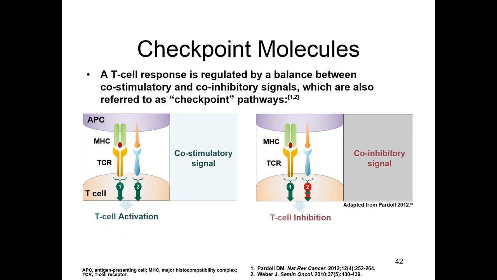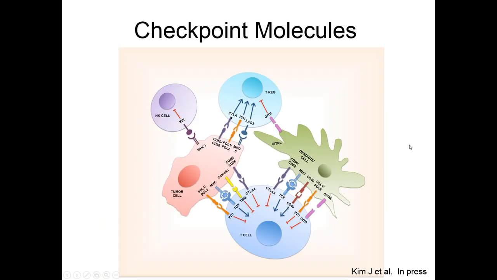It turns out that we need this mechanism to prevent us from autoimmune disorders, but it is also very good at disrupting the immune system. Next slide, please. It turns out that there are a lot of different checkpoint molecules in our bodies. The reason why we have so many is that the immune system needs to be regulated at many different levels so that we don't develop autoimmune disorders.